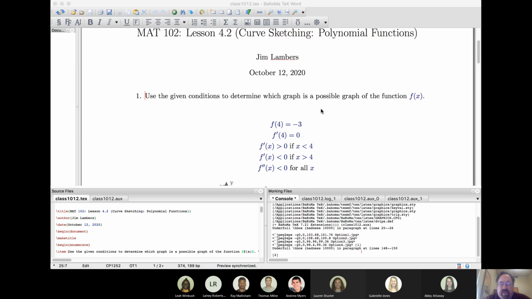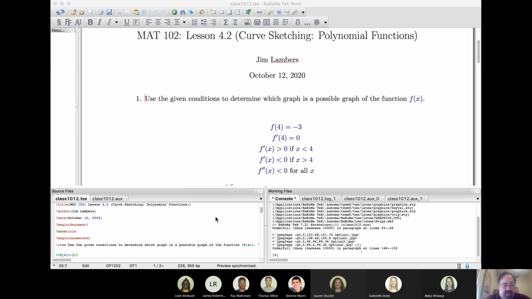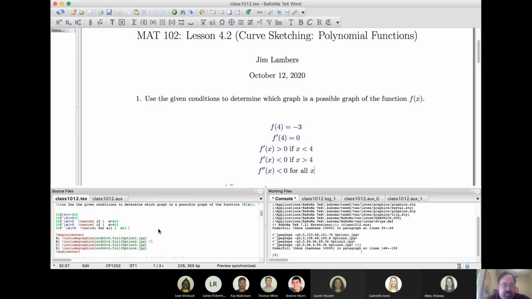So here, for this first problem, we have a function f of x. We're not given a formula for the function. We're just given these facts about it. We're given its value at x equal 4. We're given the value of its derivative at x equal 4. And we're also told where the function has a positive and negative first derivative. And also we're told that the second derivative is always negative. So what you're told about the sign of the first and second derivative gives us an idea of what the graph ought to look like. So I'm going to show you some graphs, but before getting to that, let's interpret these things.